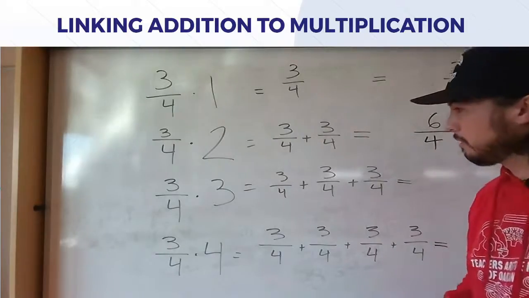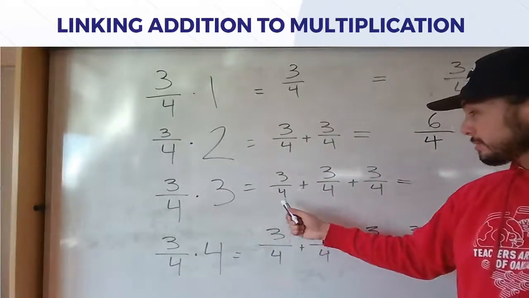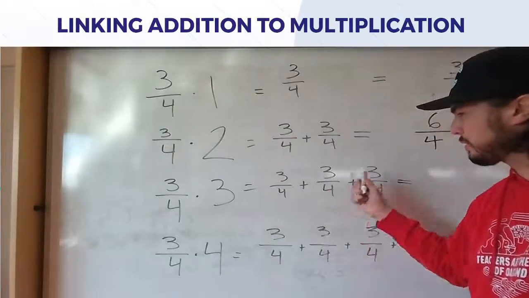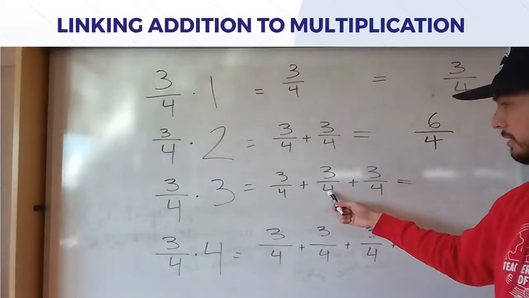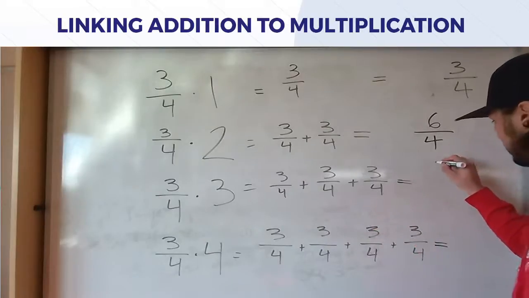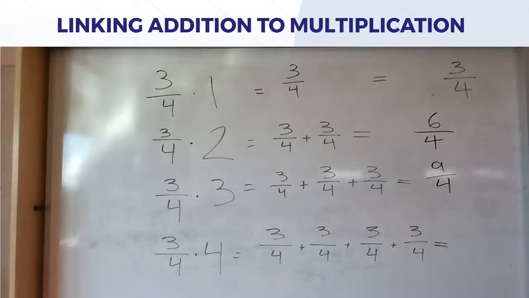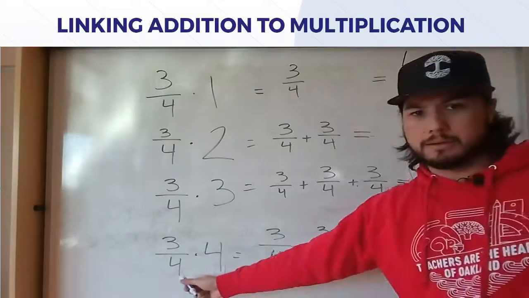Next one down here, 3/4 times 3, or 3 groups of 3/4. 3 groups with 3/4 in each group, and we want to know how much total, right? 3/4 plus 3/4, we saw up here, is 6/4. Let's add 3 more fourths to get to 9/4. And so on. Over here in our little squiggle, are we starting to see a pattern emerge? What will come next in this pattern?